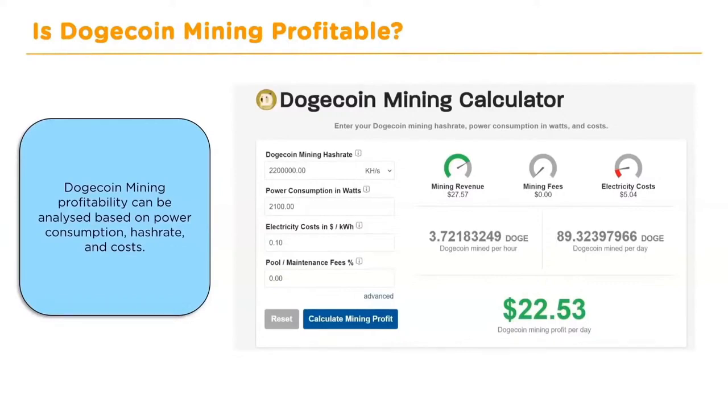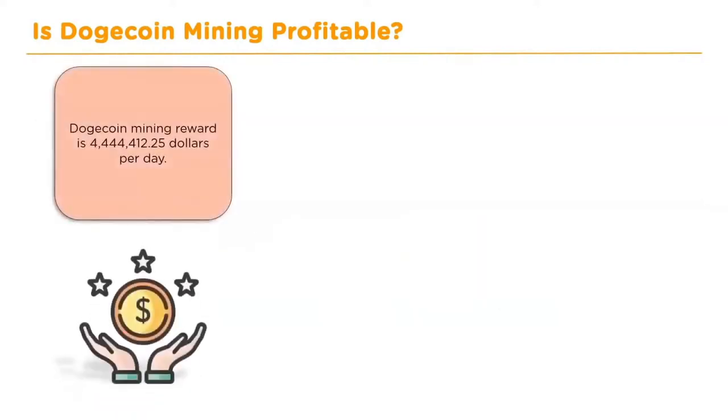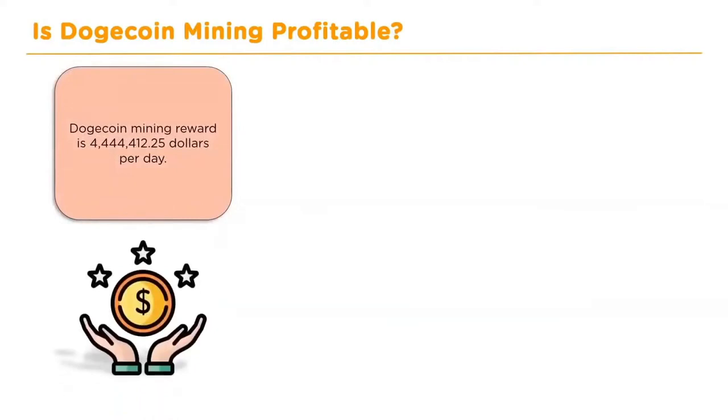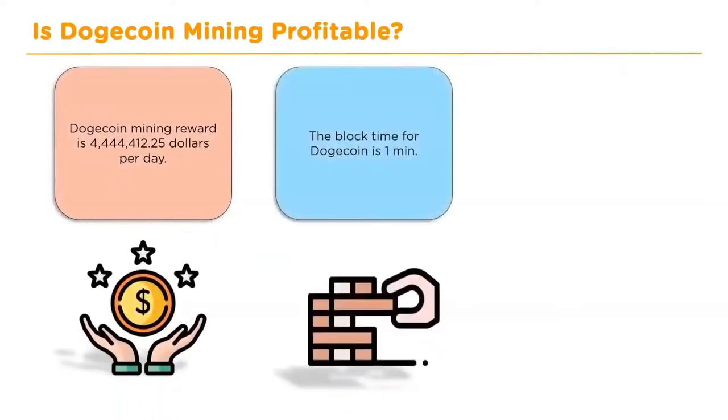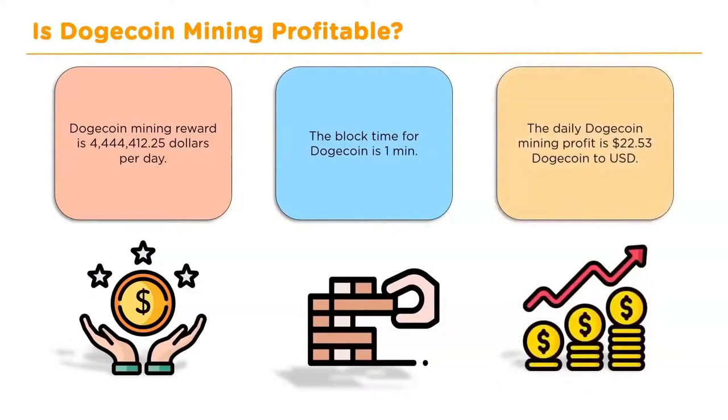$4,444,412.25 per year, that is 14 million Doge per year. The block time for Dogecoin is 1 minute, which means the supply of Dogecoin will never go down. After deducting mining power costs and mining fees, the final daily Dogecoin mining profit is $22.53 Dogecoin to USD with a profit margin of positive 81.72%. Also, I think Dogecoin mining is fun. So that is all about Dogecoin mining.